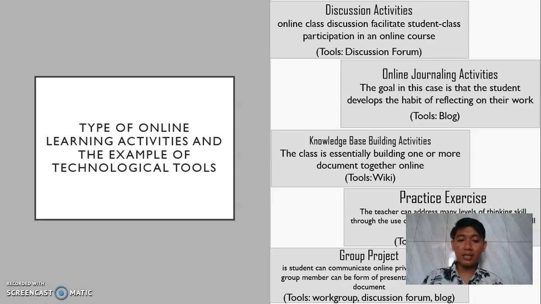And the third one is knowledge-building activities. This is essentially building one or more documents together online. The tool is a wiki. The fourth one is practice exercise. In this practice exercise, the teacher can address many levels of thinking skills through the use of multiple choice, matching, true or false, or fill in the blank. An example is testing or quizzing.